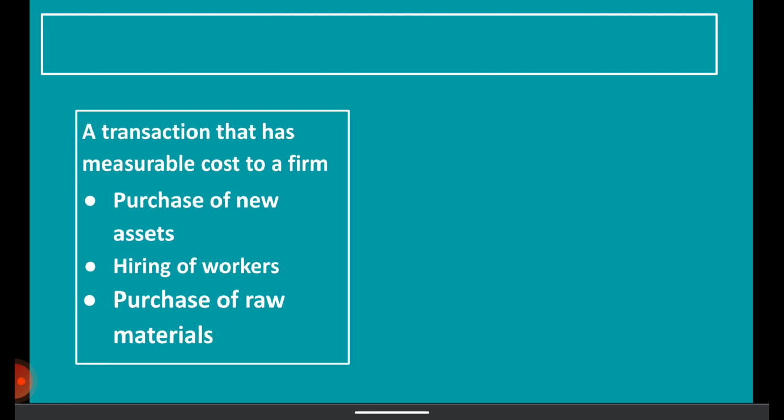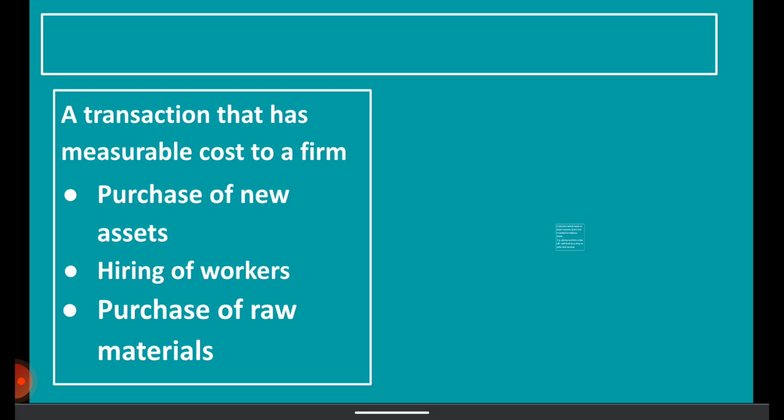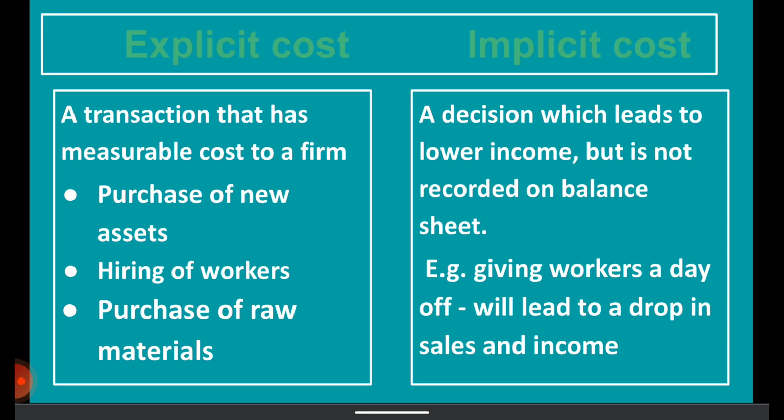So first of all we will talk about explicit costs. So, friends, a transaction that has measurable cost to a firm is called an explicit cost. What this means is that when the business buys something and they have to pay for it with money, then that particular transaction can be quantified and that particular cost is measurable.